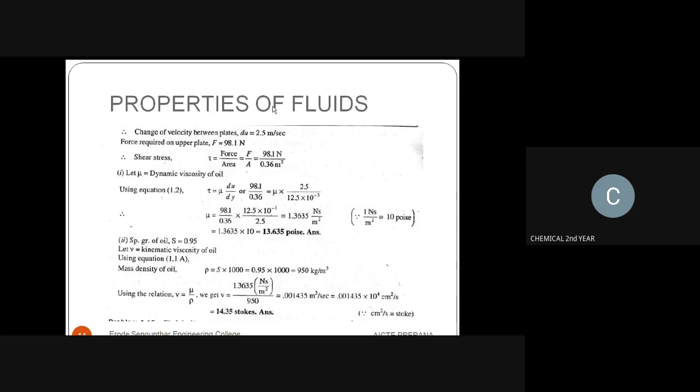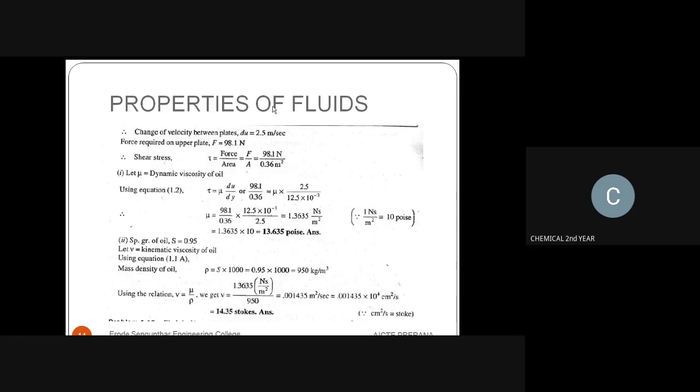So keep mu to the right hand side, divided by 2.5. So you will be getting the answer in Newton second per meter square. So the obtained value is mu is equal to 1.3635 Newton second per meter square.